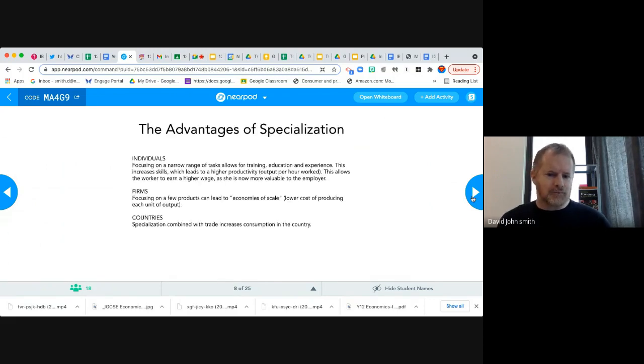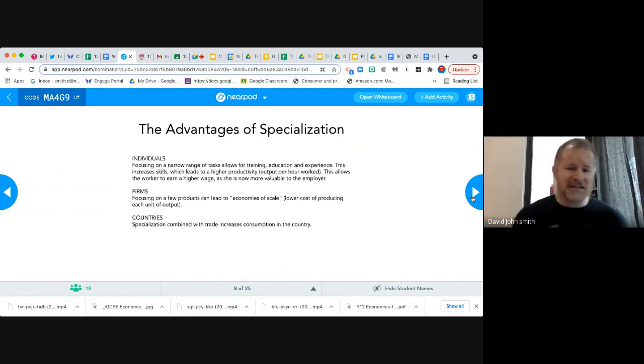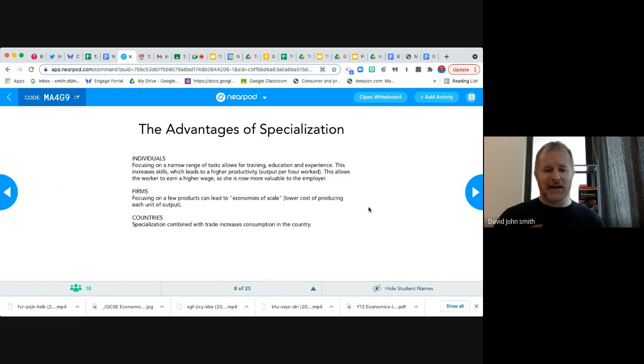Why might specialization be so good in economics, but also so good for a country's economy? Individuals who focus on that narrow range of tasks that we saw means that there is more training possible, more education and experience. It means their skills should increase, higher productivity or output per worker per hour, possibly allowing the worker to earn a higher wage, and they are now becoming more valuable to the employer.